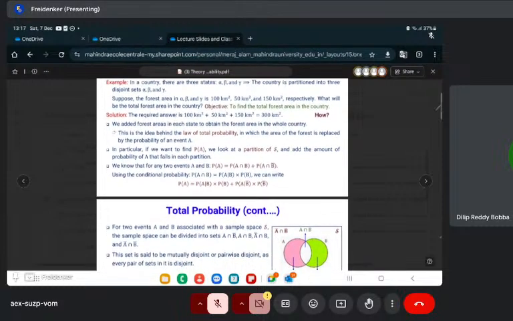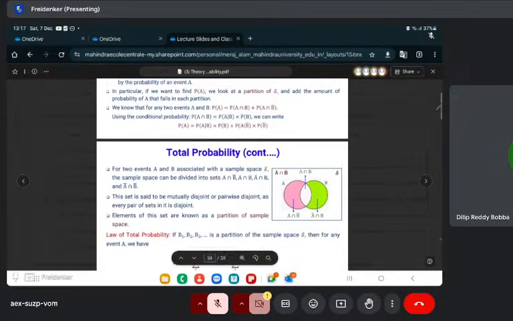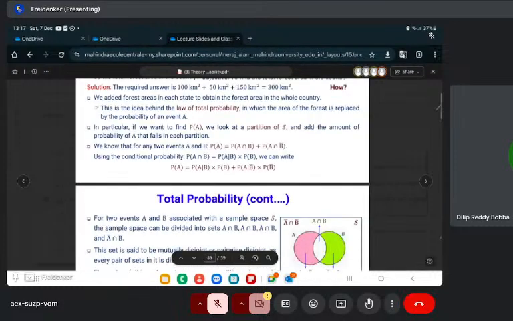Okay, we're partitioning something. Okay, fine. So there's the law of total probability. Probability of A is nothing but probability of A given B into probability of B plus probability of A given B complement into probability of B complement. Okay, nice. What do we mean by this?